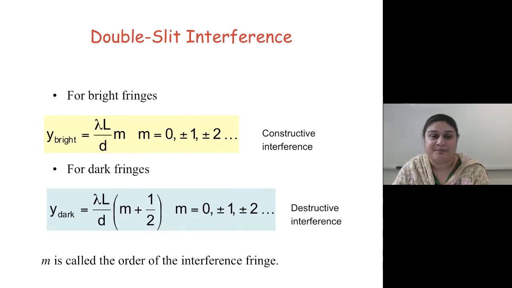Now for some math. For double slit interference, for bright fringes, you will get y = λL over d times m, where m could be 0, ±1, ±2, and so on. For dark fringes, you will get y = λL over d times (m + 1/2), where m is called the order of the interference fringe.